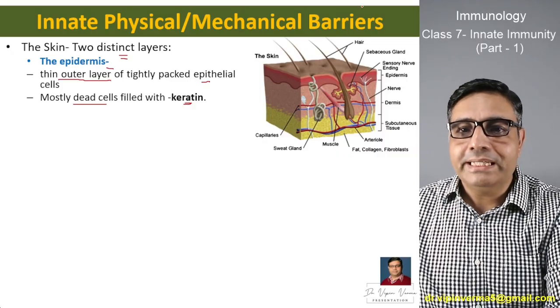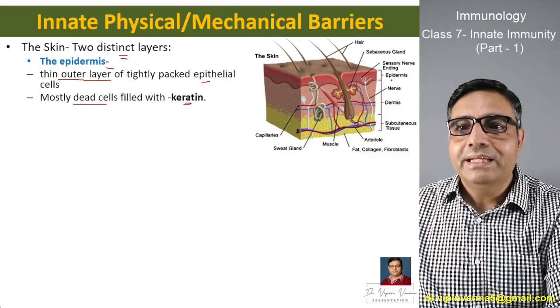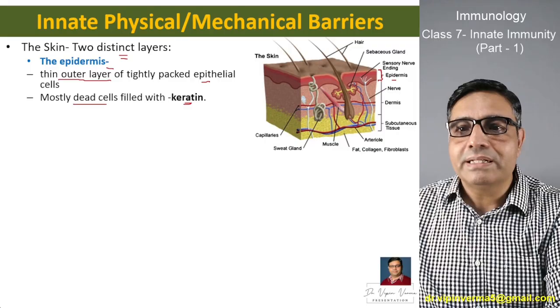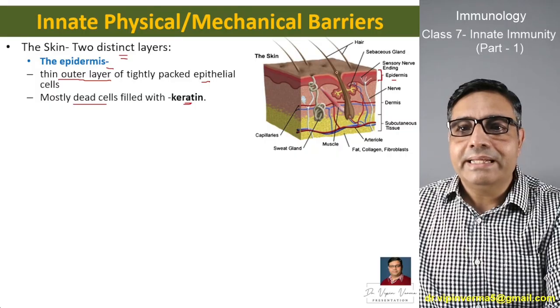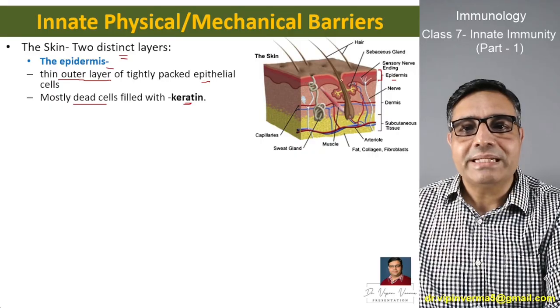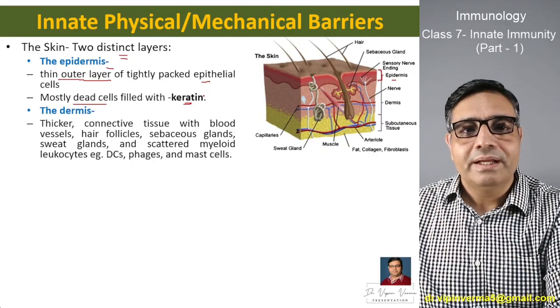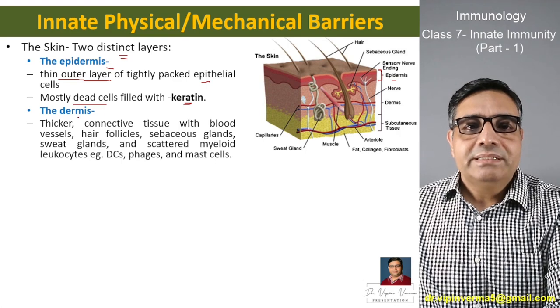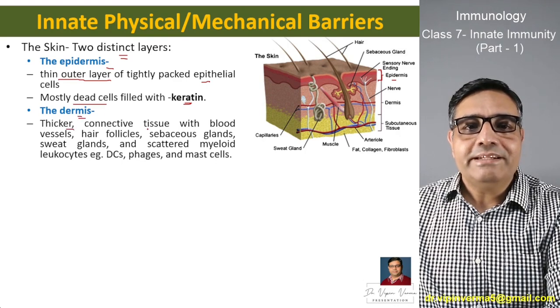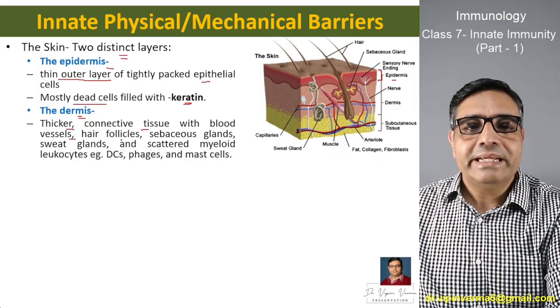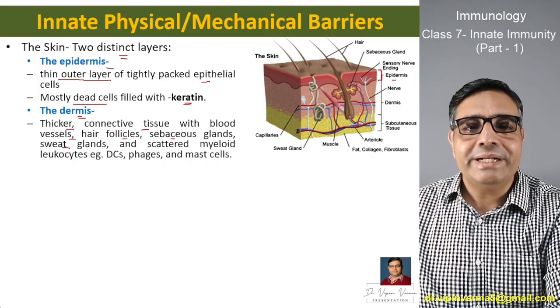Okay. Now if you see this diagram, this is the epidermis. So the outer, upper part is the epidermis. So this is all epidermis here. All right, and here you can see it's nothing much, it is just tightly packed epithelial cells. Then we have the dermis, and dermis is the thicker connective tissue with blood vessels, hair follicles, sebaceous glands, sweat glands, and scattered myeloid leukocytes. For example, DCs. Remember DCs?